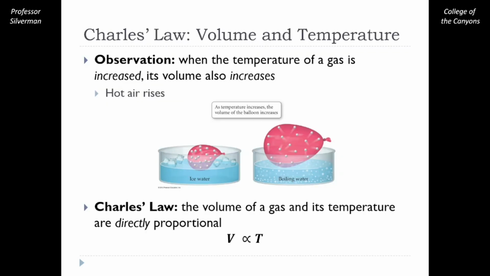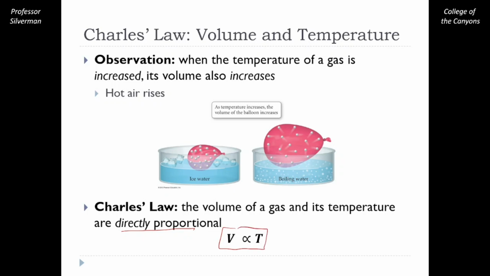We can move on to our second simple gas law. Now we're looking at volume compared to temperature. If we're changing only the volume and the temperature, we can leave the pressure and the amount of gas the same, and we can make some observations. What we see is if you increase the temperature of your gas, the volume has to increase as well. We call this directly proportional.